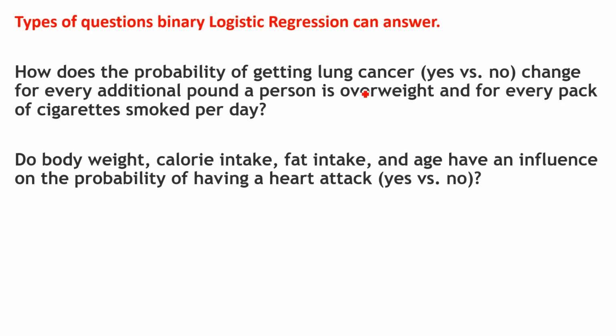Here I have written the types of questions binary logistic regression can answer. How does the probability of getting lung cancer, where the answer is yes or no, change for every additional pound a person is overweight and for every pack of cigarettes smoked per day? Do body weight, calorie intake, fat intake, and age have an influence on the probability of having a heart attack? Again, the answer is yes or no. If there is a binary output, yes or no, then we have to consider logistic regression in machine learning. I hope the concept is clear.